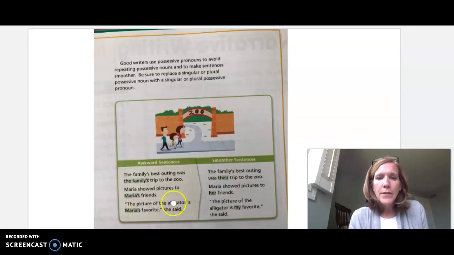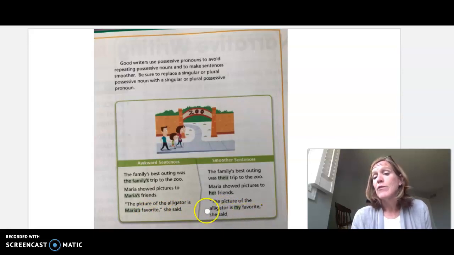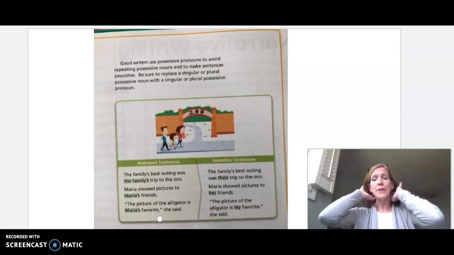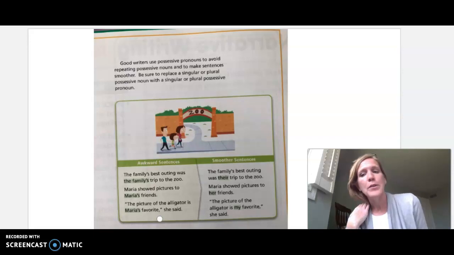The picture of the alligator is Maria's favorite, she said. The picture of the alligator is my favorite, she said. If you were speaking, you wouldn't, unless you were Elmo, if you remember. I don't know if any of you watched Sesame Street, but remember Elmo always talked about himself in the third person. It drove me crazy.